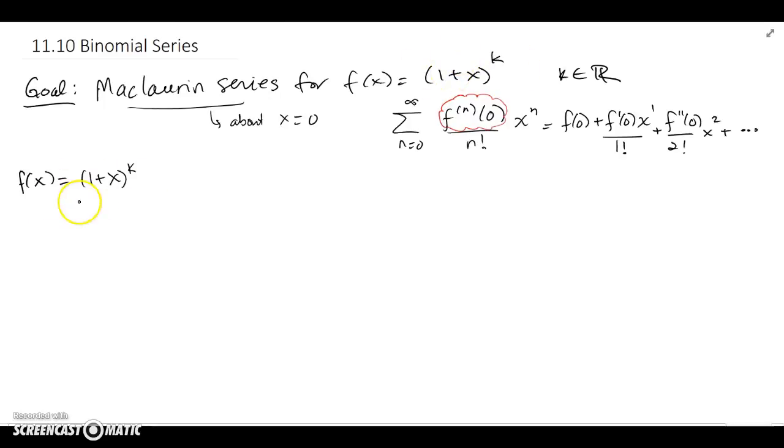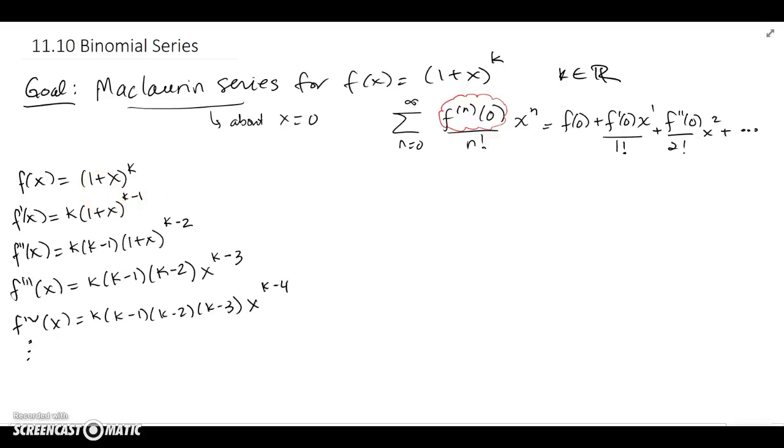So we'll start with the function, and then we'll start differentiating it. All we did was apply the power rule, since this is some real number. Differentiate it, bring down the power, knock down a power times the derivative of the inside, which is just a 1 anyway if I do the chain rule. Let's continue this a few times. Each time, bring down the power and knock 1 away.